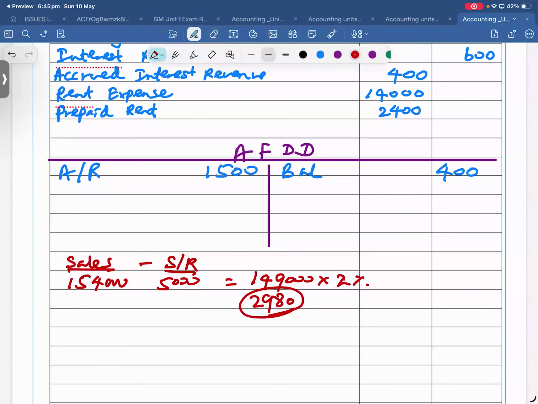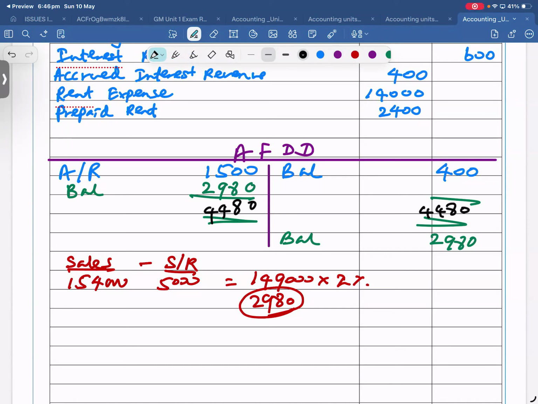2,980 is the closing balance. So you have an opening balance from the credit side. As a matter of balancing, 4480. So then 4,080, what is it? Bad debts. Yeah, this is the method that you should follow.